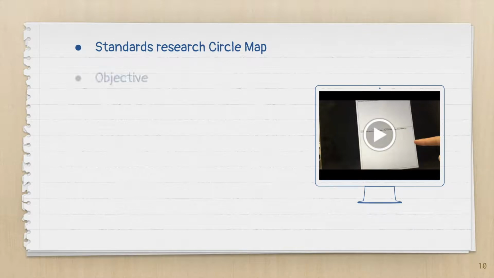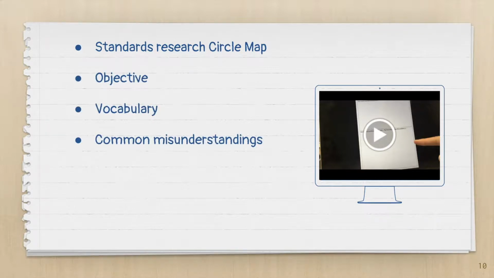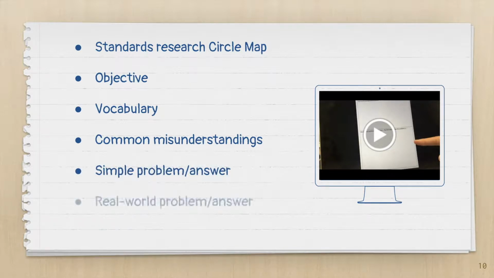Now that you've reflected, we see that a math script includes a standards research circle map, the objective, vocabulary, common misunderstandings, a simple problem and answer, a real-world problem and answer, and a conclusion.